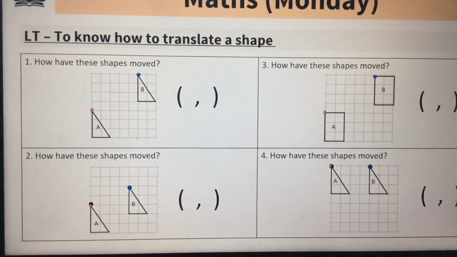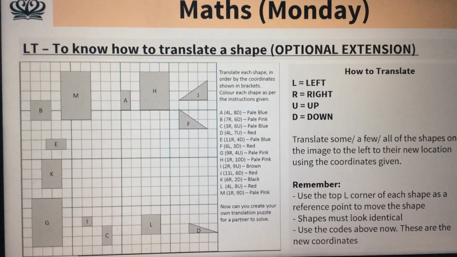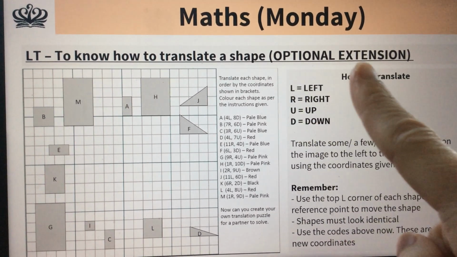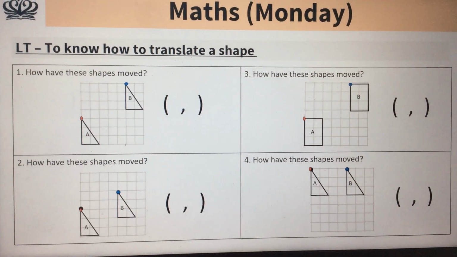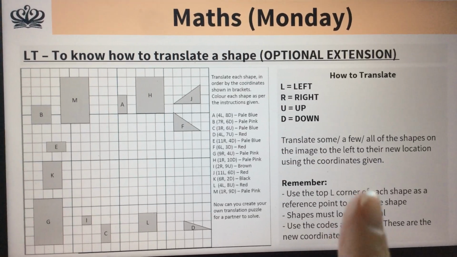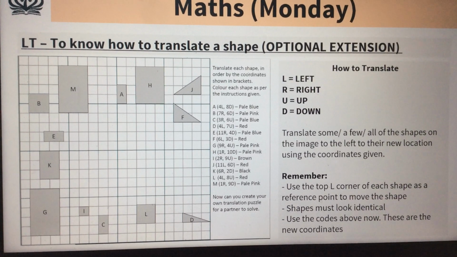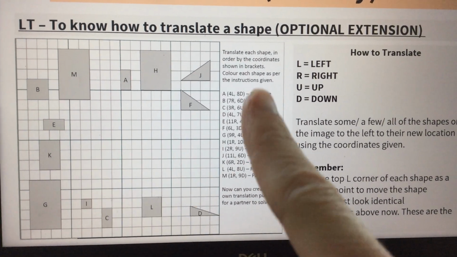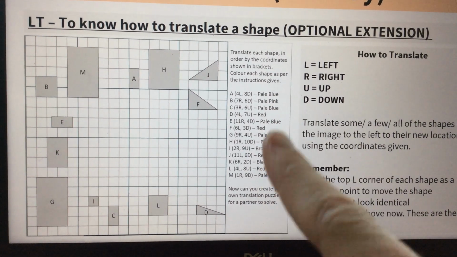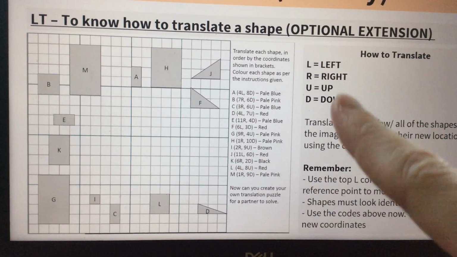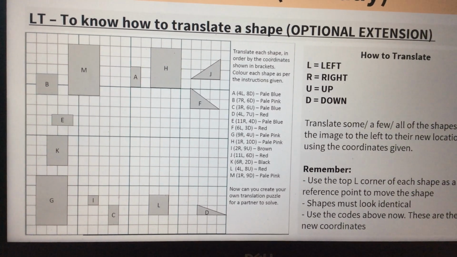So that's the first part of today's. Now this part is a bit more complicated, so this is an optional extension, okay? If it took you quite a long time to work this out and to feel confident with this, it is optional, okay? So we've got lots of different shapes here, and these are instructions of how we're going to move them. Okay, we've got them in coordinates, but we've also got a little code here for left, right, up and down.